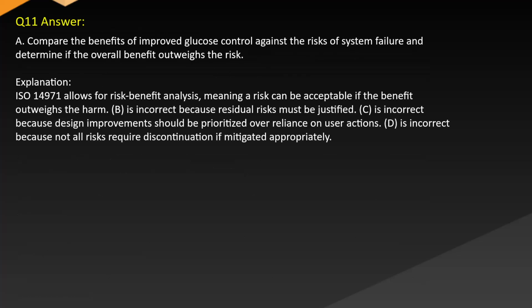Answer A. Compare the benefits of improved glucose control against the risks of system failure and determine if the overall benefit outweighs the risk. Explanation: ISO 14971 allows for risk-benefit analysis, meaning a risk can be acceptable if the benefit outweighs the harm. B is incorrect because residual risks must be justified. C is incorrect because design improvements should be prioritized over reliance on user actions. D is incorrect because not all risks require discontinuation if mitigated appropriately.